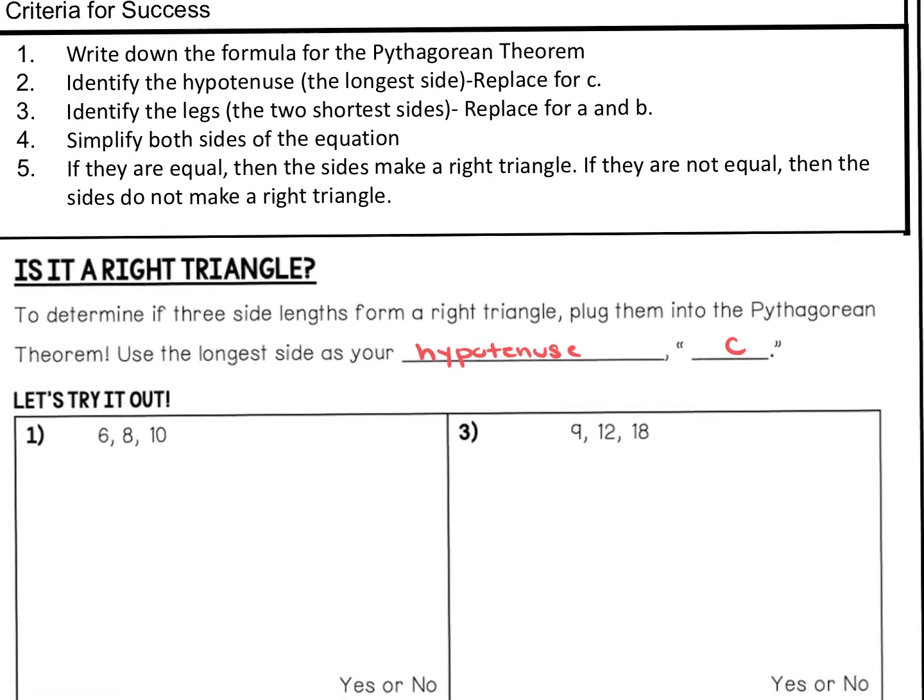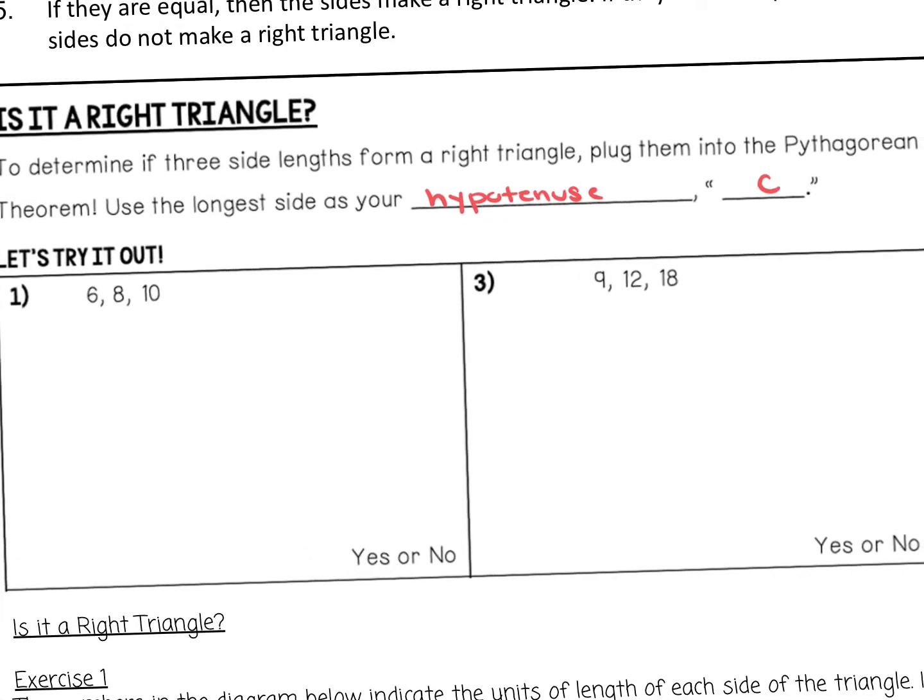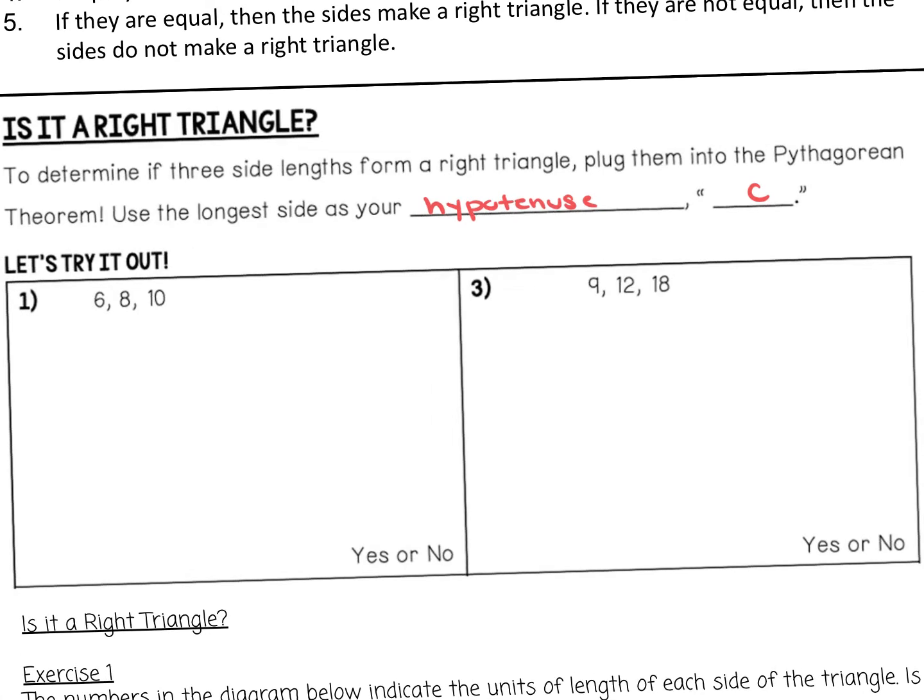Let's look at some examples. I have 6, 8, and 10. 10 is my longest side, or my biggest number. So my A is going to be 6, my B is going to be 8, and my C is going to be 10. I'm going to write down the Pythagorean theorem. So I have 6 squared plus 8 squared is equal to 10 squared.